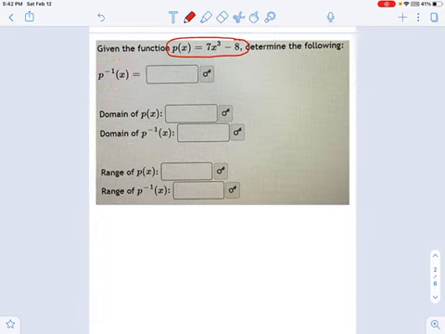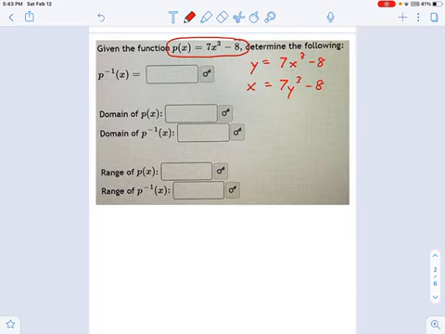All right? So the inverse is found very simply by making a y equation. Say y equals 7x cubed minus 8. So we just write the original. And now we switch x and y. So this becomes x equals 7y cubed minus 8. And now we solve for y.